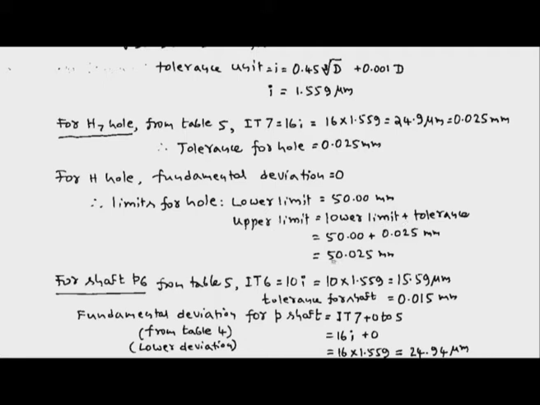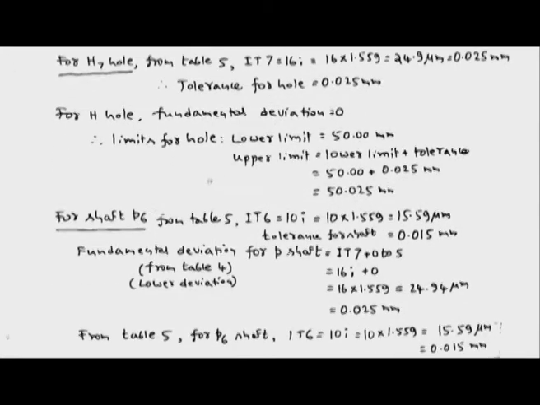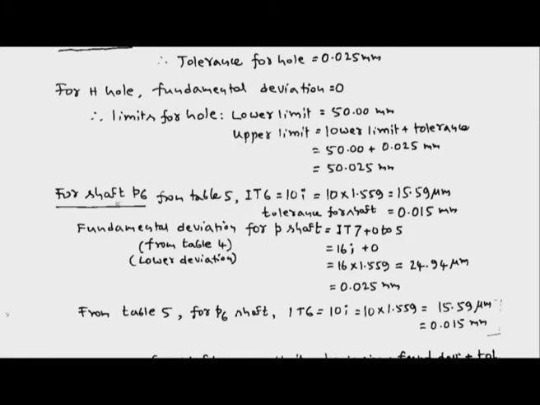So, that will give us 50.025 millimeter. Now, coming to the shaft, we have shaft P6. From table number 5 for tolerance grade 6, that is IT6, we get a tolerance value of 10 times I, where I is equal to 1.559. So, we get 15.59 micrometer as the tolerance.